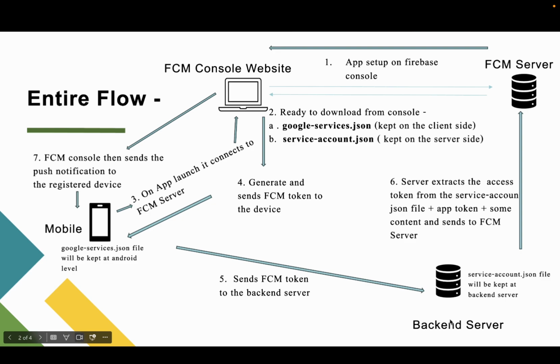Now how we are going to send it to the backend server is, the backend server is going to provide us one HTTP request, probably a POST API, wherein we would have to pass the FCM token, the one that we have received from the FCM server. We will pass that FCM token to the backend server using the HTTPS request. Once that request is done and we have sent that token, the backend server will retrieve that token.